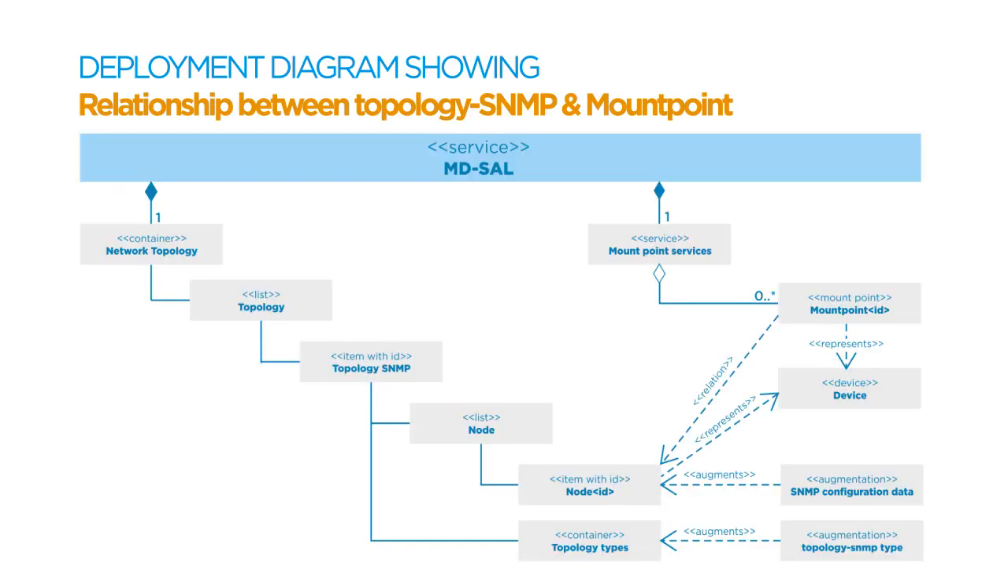At first, we need to clarify how SNMP devices are managed and how their content is accessed. In this diagram, some components of MD-SAL are shown. For now, we are interested in two of them. The first one is topology-SNMP, which is a special topology in the network topology model. This is the default name, but it can be changed through configuration. This topology holds nodes, and every node in this topology represents one SNMP device.